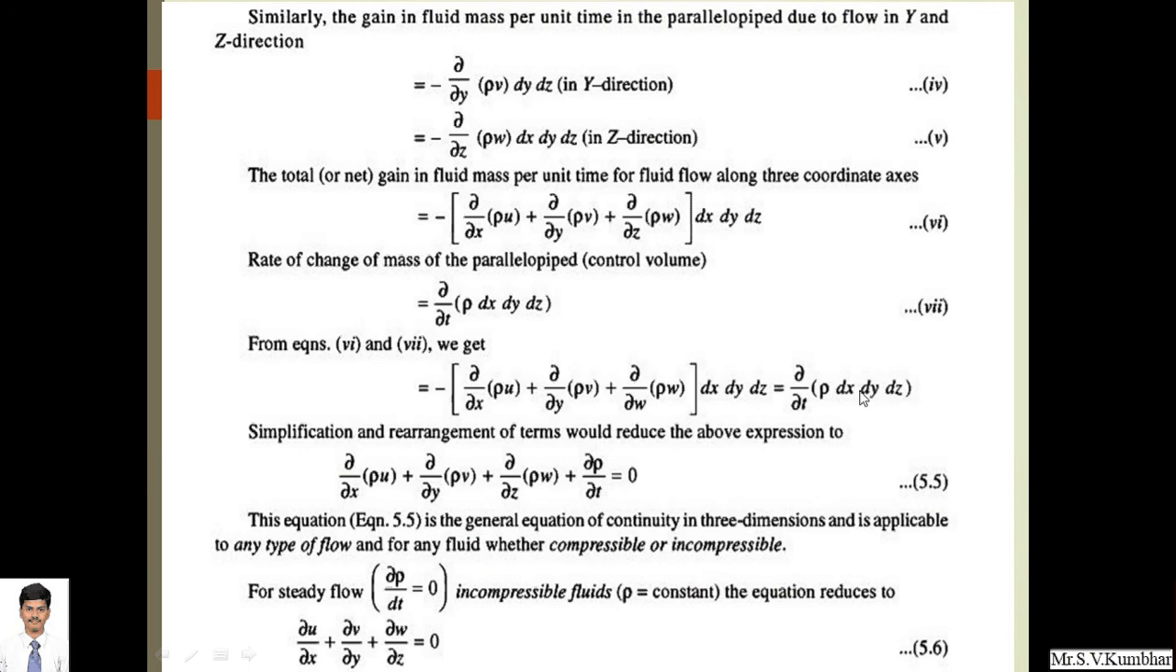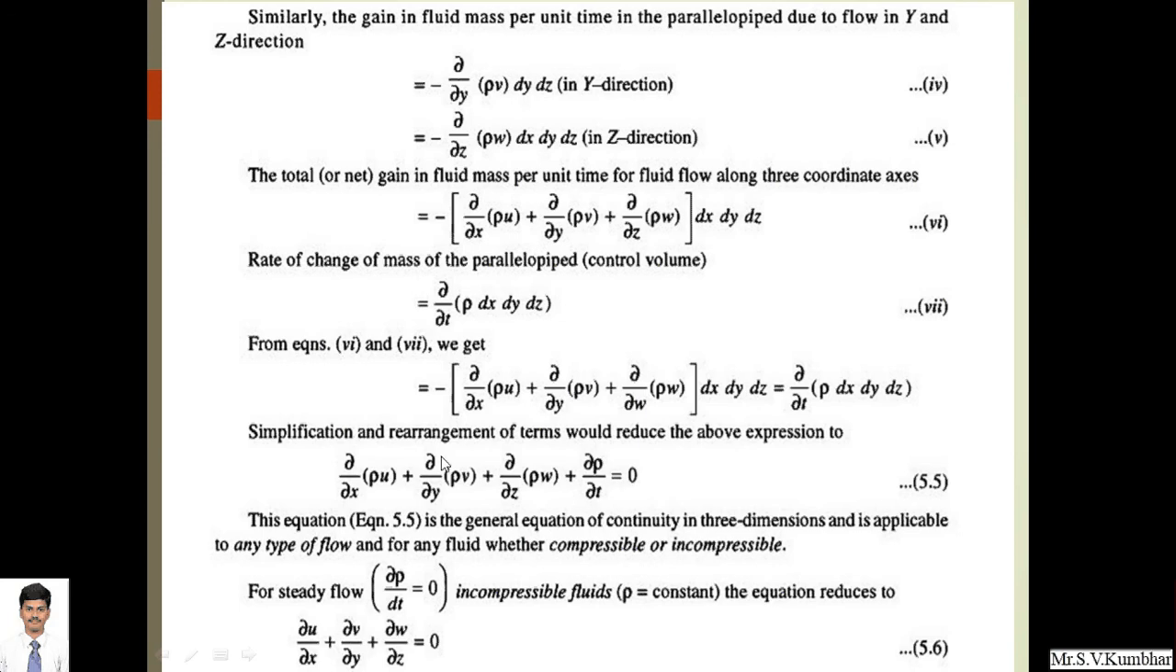If you take this term outside, this dx dy dz will get cancelled. Only ∂ρ/∂t will remain on the right hand side. So take this term to the right hand side, we will get ∂/∂x (ρu) plus ∂/∂y (ρv) plus ∂/∂z (ρw), plus this term is taken to the left hand side, plus ∂ρ/∂t is equal to 0.